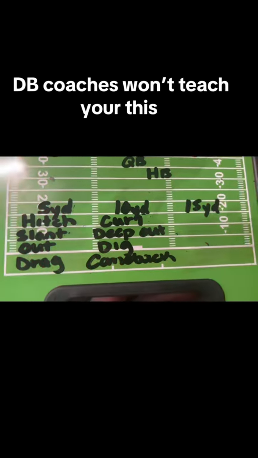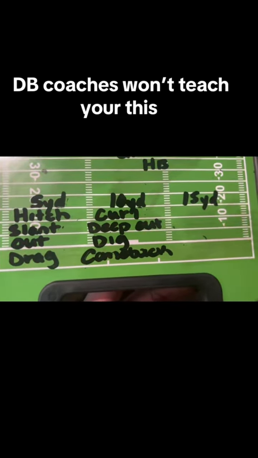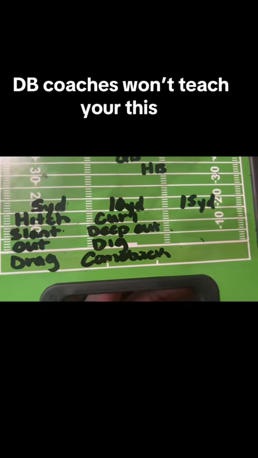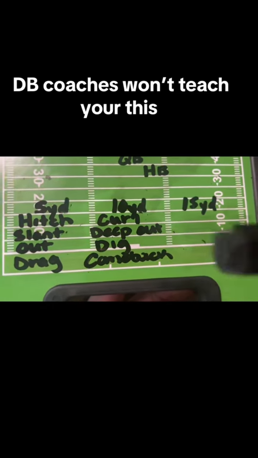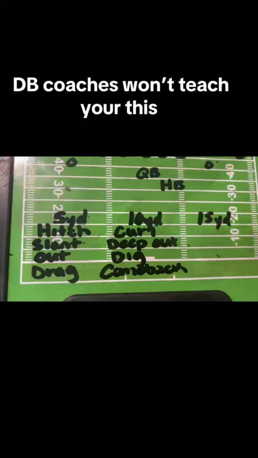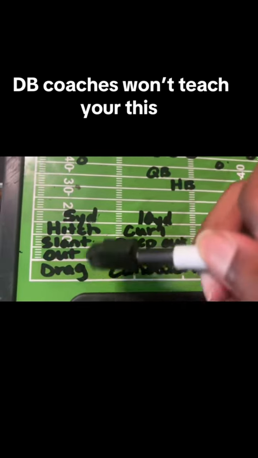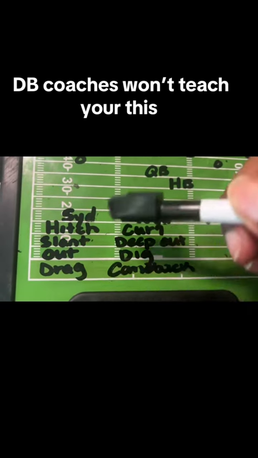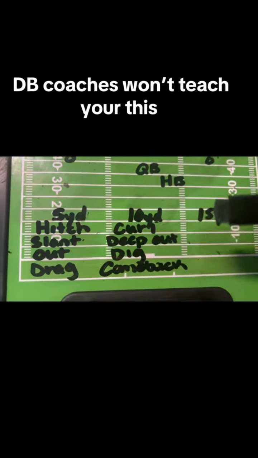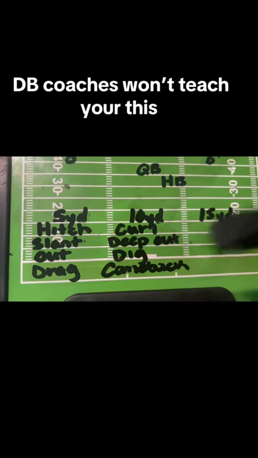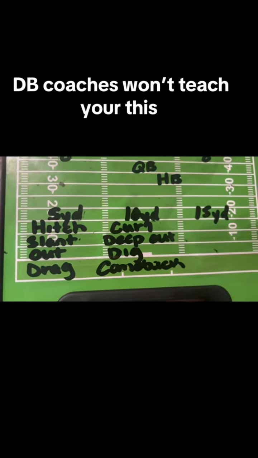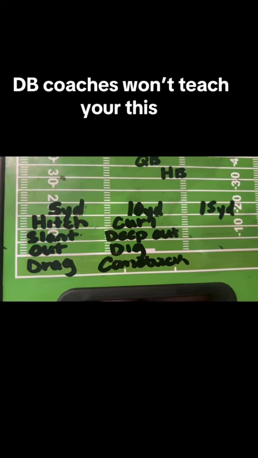These are your more developing routes. So you'll see your curl, your deep out, especially from the slot receivers, dig routes, and comebacks, right? Okay, so if he goes past 5 yards, it's eliminating the quick game routes or the quick routes. Now we're going into these sets of routes: curls, deep outs, digs, comebacks. He breaks down at 10 yards.